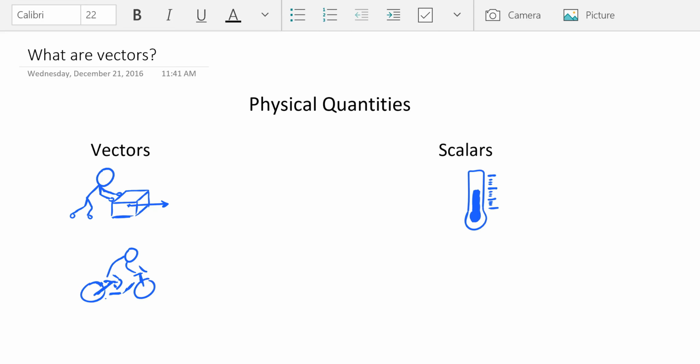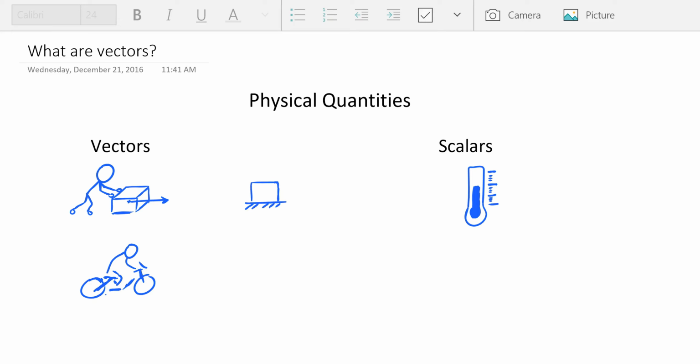For example, force and velocity are vectors because the direction of the force applied and the velocity matter. The quantities that don't have directions are called scalars. So scalars are the quantities that only have magnitudes. For example, temperature is a scalar.